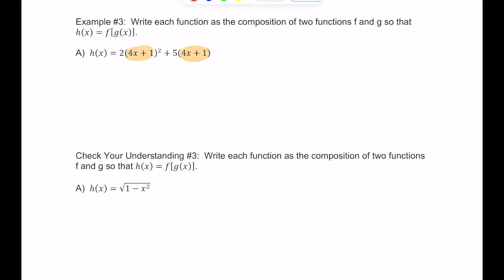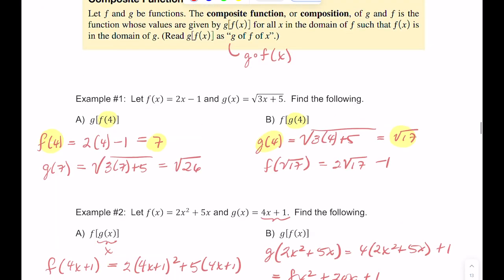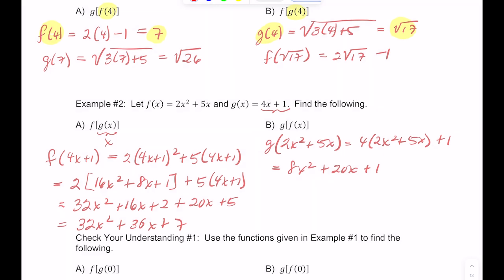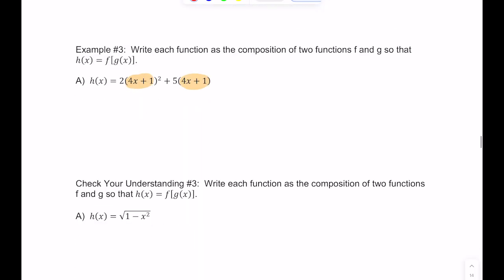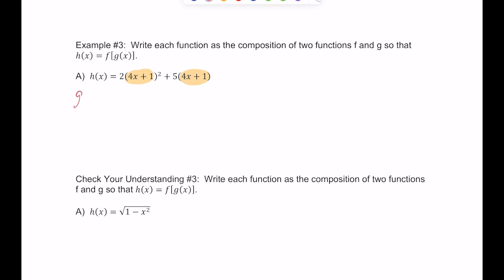So when I'm creating my function, that's going to be the part that's going to be your g of x, because it's what you're substituting in. It's kind of like here, if we take a look at this problem, g of x was 4x plus 1, right? And it came up 2 times in the problem. So that's the part that occurred twice. So that's going to be your g of x. So g of x is the piece that is occurring more than once.